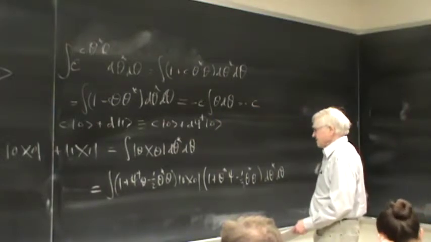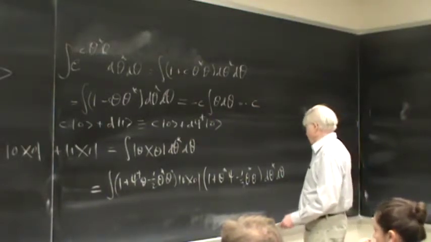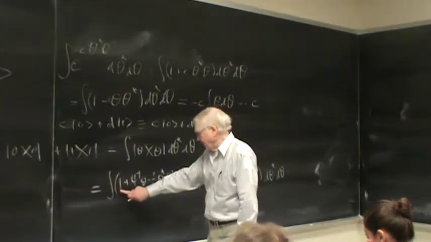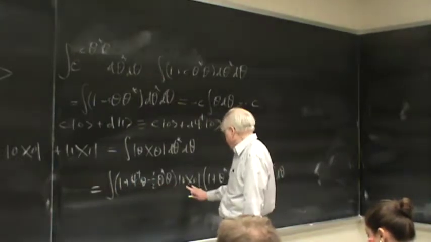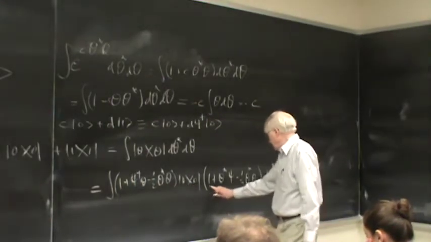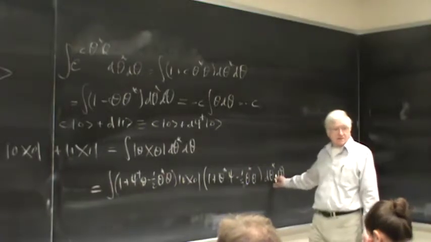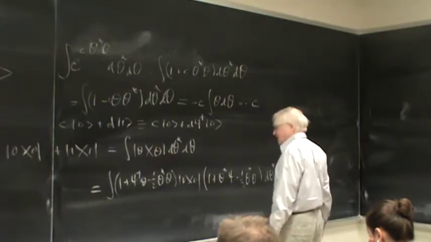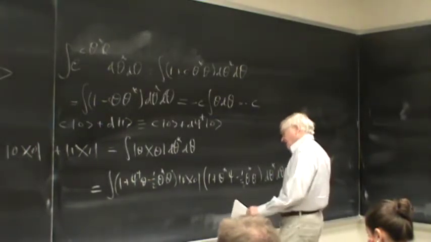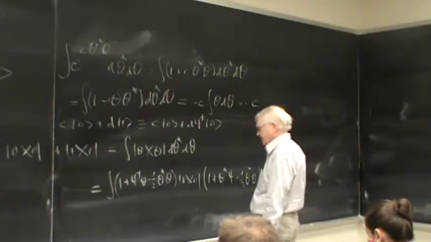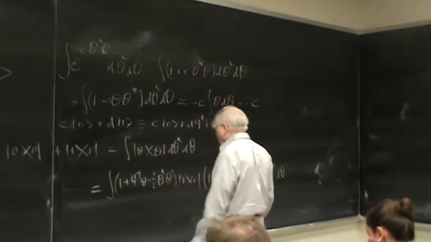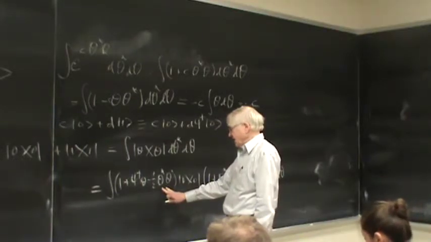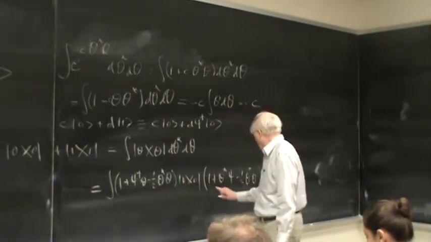Okay, so what is this going to be? Well, first of all, let's again start with the 1. 1 times this times 1, integrated, gives 0. So in order to get something non-zero, we need both a theta and a theta star. And so one way of getting a theta and a theta star is having this thing times that times 1.